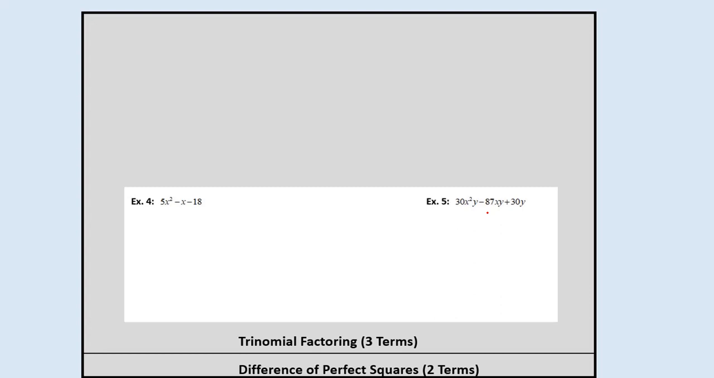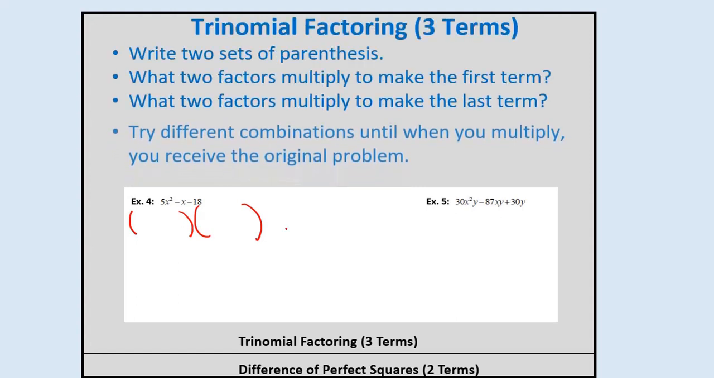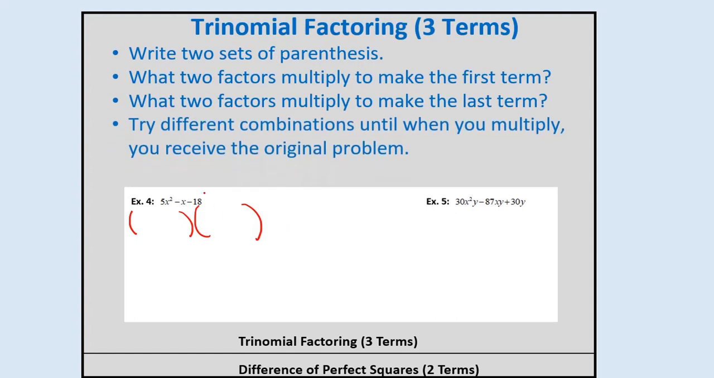Let's try number 4 and 5 as well. So again, I'm going to write down a couple of parenthesis sets. Bring that all up for you guys. So again, what multiplies to give me the first term? Well, what makes 5x squared? Well, a 5x and an x, right?